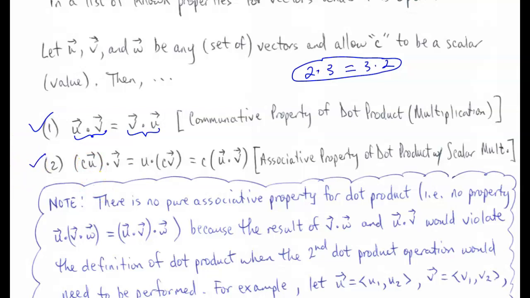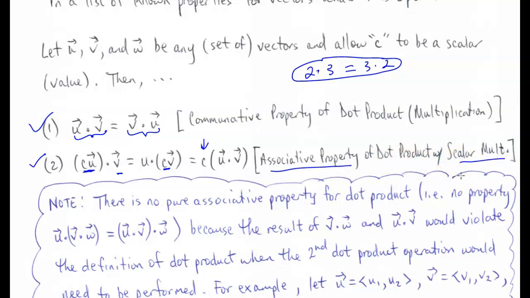For rule number 2, we see that if we take a constant multiple of some vector and we dot it with another vector, then it doesn't matter whether that constant is applied to the vector u, or if it's applied to the vector v, or if we do the u dot v operation first and then multiply that scalar answer by this constant c, it'll all end up being the same thing. Okay. Now, in a more formal sense, what I'm saying is that the associative property of the dot product interacting with scalar multiplication holds.